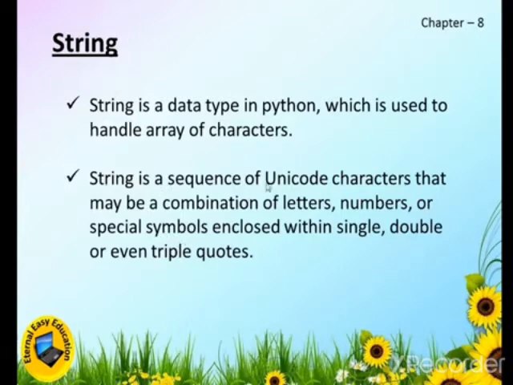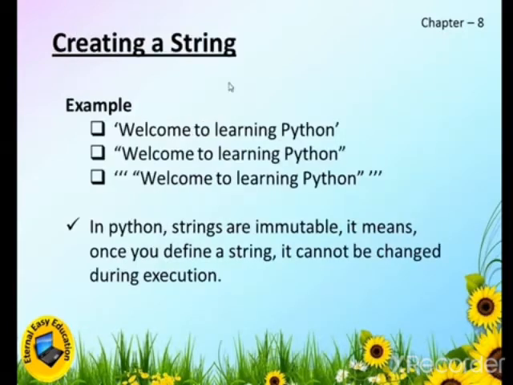So string is a sequence of Unicode characters that may be a combination of letters, numbers or special symbols enclosed within single, double or even triple quotes. Here the examples are given. Welcome to learning Python is within single quote. Here it is within double quote. Here it is within triple quote. I'll explain what is the difference between the three things. But all the things are allowed in Python.